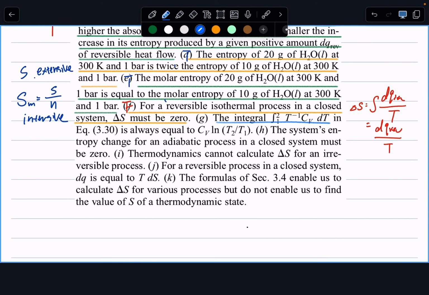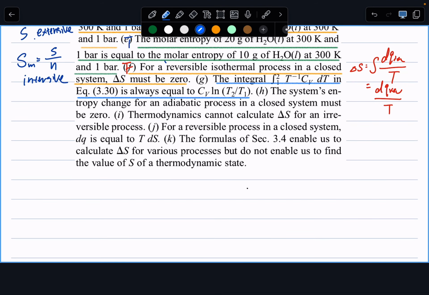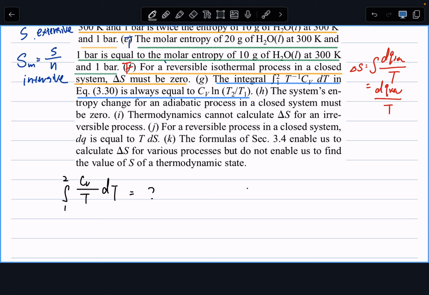Next up, the integral given is always equal to Cv times ln T2 over T1. So again, for this kind of math problem, we just solve the math. We write it out as the integral from 1 to 2 of Cv over T dT. Now, do we know how to solve it? Because Cv might be a function of temperature, we don't know how to solve it. This is only true if we give you that Cv is a constant.